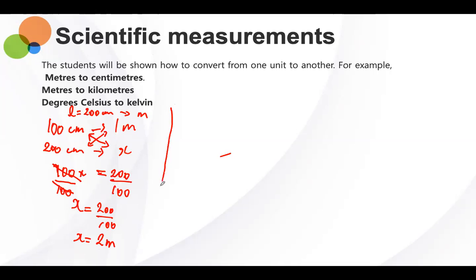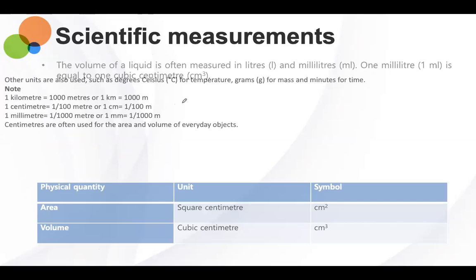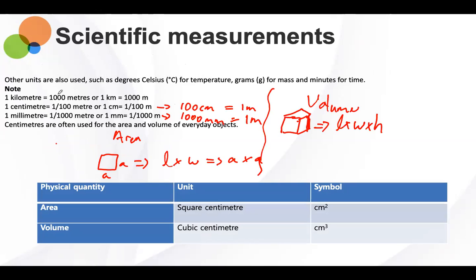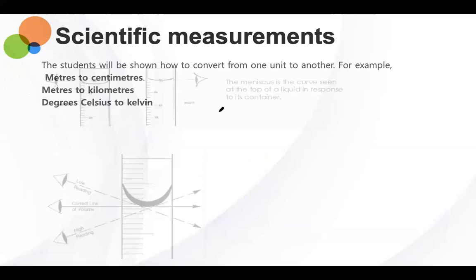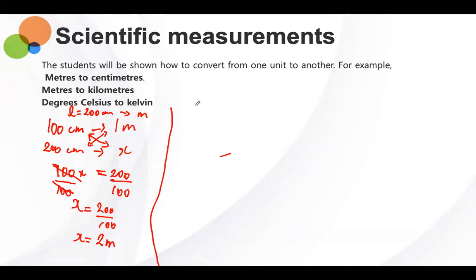All right, the next one is meters to kilometers. So how many meters make 1 kilometer again? 100. Right, we said 1,000. 1,000 meters make 1 kilometer. So 1,000 meters is equal to 1 kilometer.